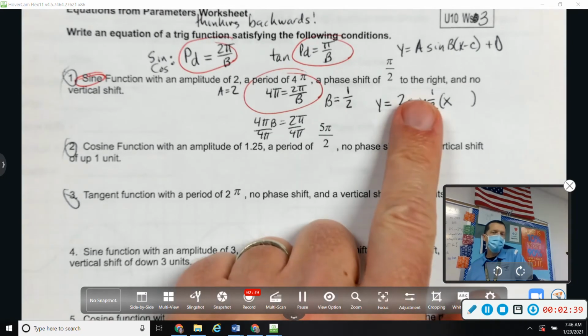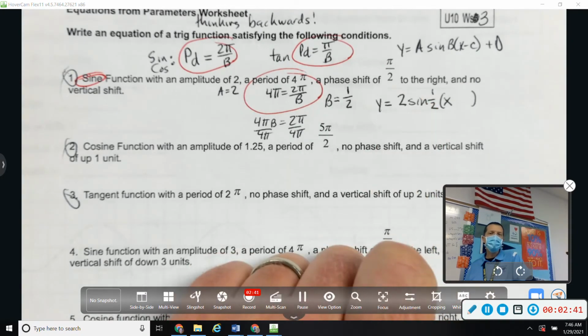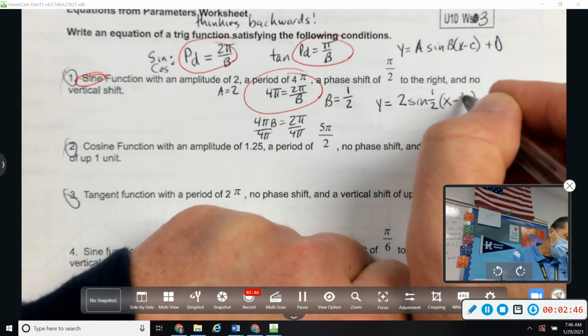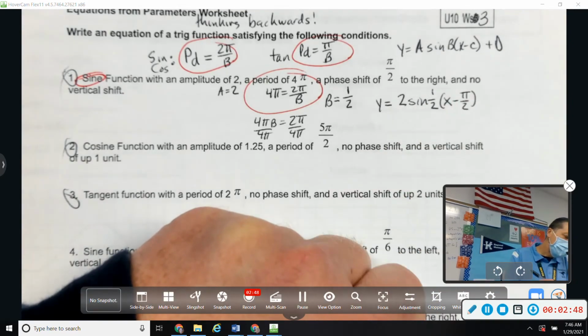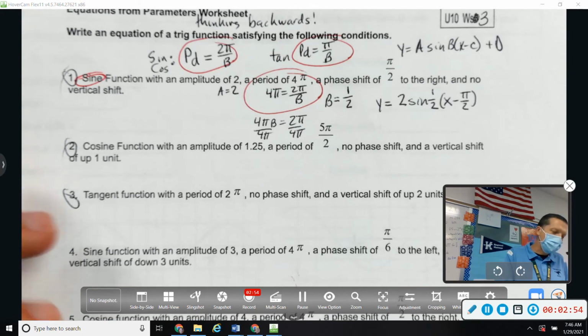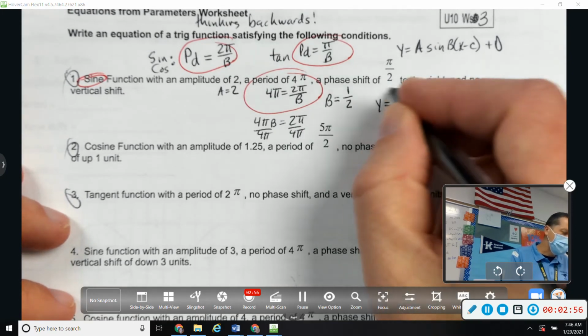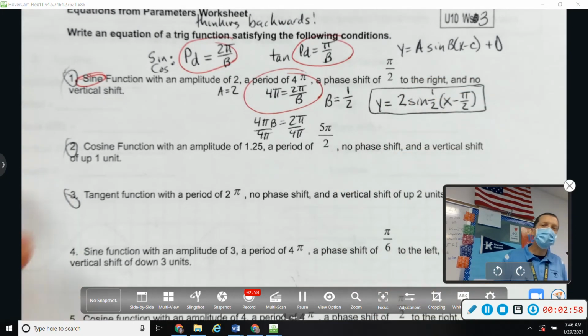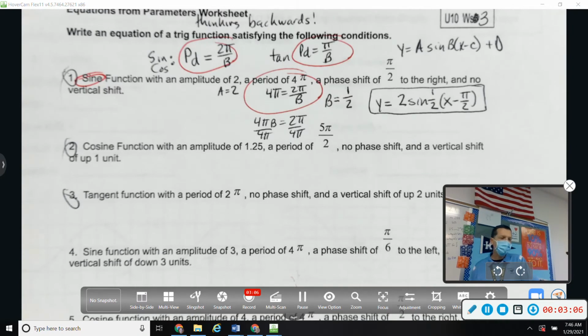How do we accomplish a pi over 2 to the right? x minus pi over 2. And how do we accomplish no vertical shift? Right, nothing. I guess you could put a plus 0 out there if you just wanted to really emphasize that there was no vertical shift. And so that's the answer, and that's it. So if you're good at graphing these, today's worksheet is pretty quick because you have a pretty good feel for these.